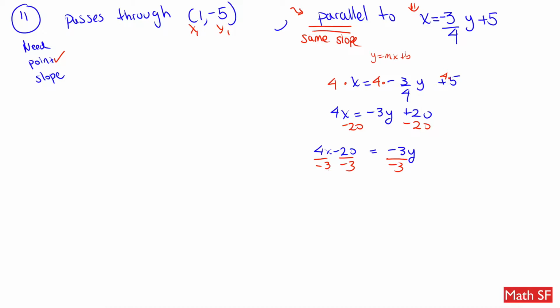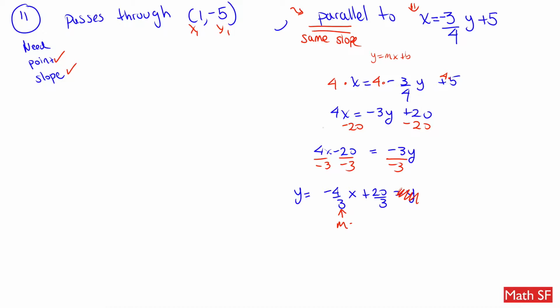Now I have to divide each term by negative 3. If I divide by negative 3, then I get negative 4/3 x plus 20/3 equals y. This equals y, and we could have written it here, and it's the same thing. Now this one here is my slope. Because the lines are parallel, the slopes are identical. So now I also have the slope.